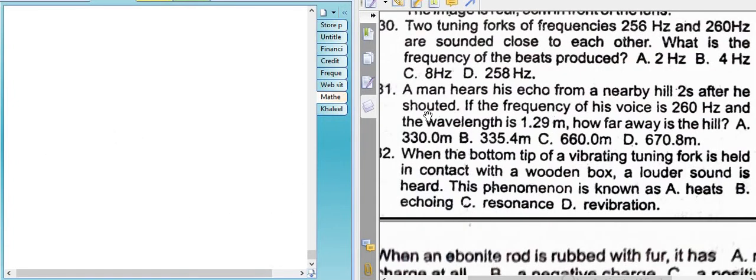Question 31. A man hears his echo from a nearby hill 2 seconds after he shouted. If the frequency of his voice is 260 Hz and the wavelength is 1.29 meters, how far away is the hill? Meaning, what is the distance of the hill?